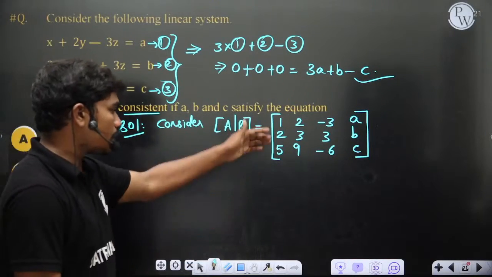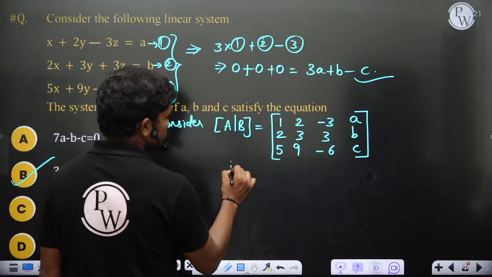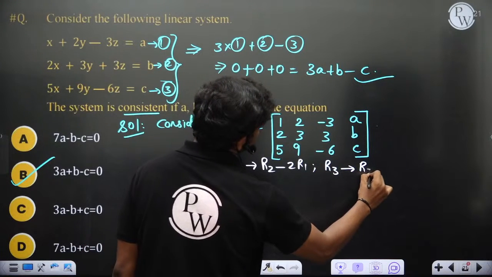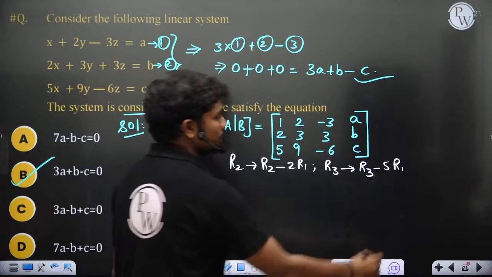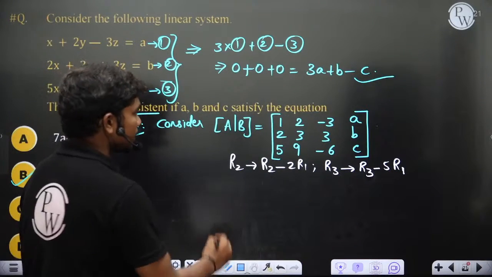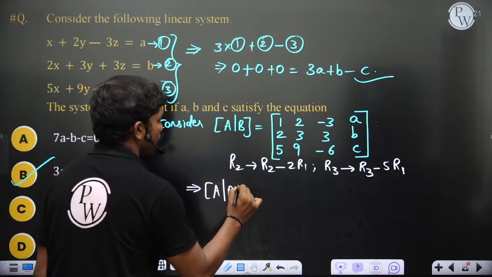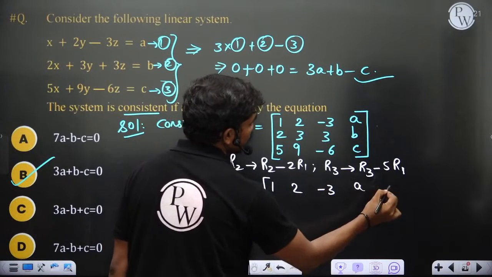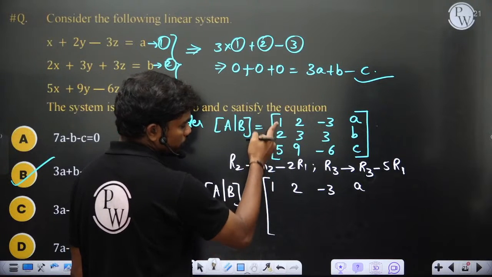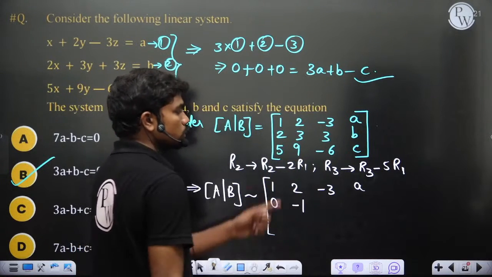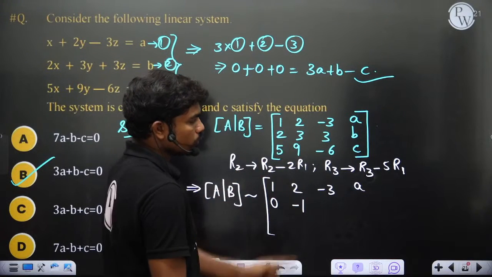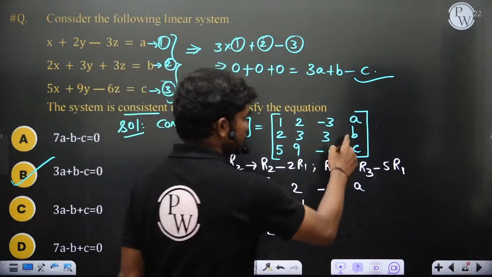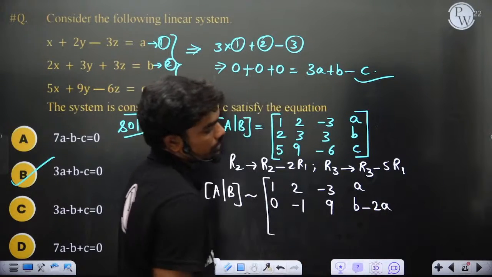Now let us try to convert this into echelon form. We'll see what happens. R2 changes to R2 minus 2R1. R3 changes to R3 minus 5R1. Now let's check it. A augmented B turns up like, first row doesn't change, the same elements you have, 1, 2, minus 3, A of course. Then second row, 2 minus 2 into 1, 0, 3 minus 2 into 2, minus 1. Because R2 changes to R2 minus 2R1, so 3 minus 2 times of 2 is minus 1 actually. 3 minus of 2 into minus 3, so this is 9 of course, because 3 plus 6. Then B minus 2A, this is what you will get.